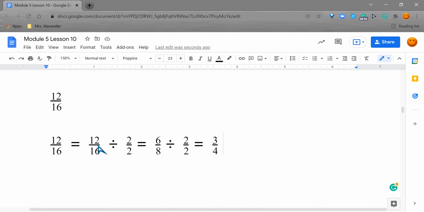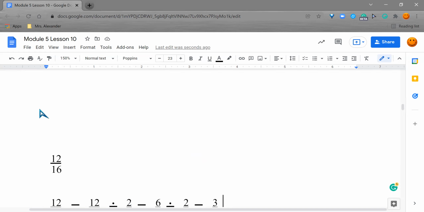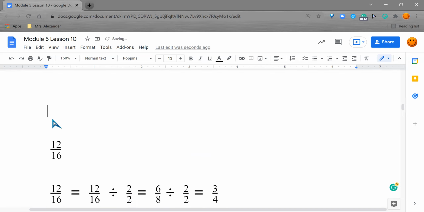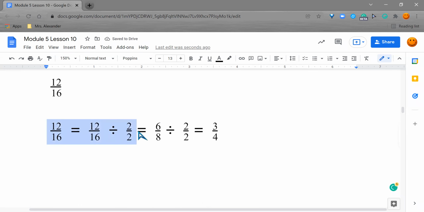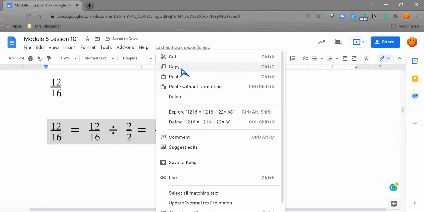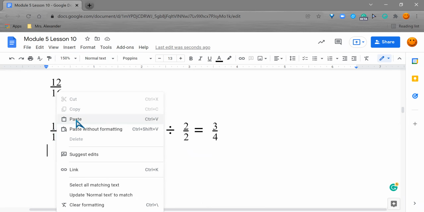It is okay to constantly do the reducing with the lower numbers rather than just jumping to a bigger number, because this is another way we could have done it. So I'm going to quick copy and paste this right here, right below it, so you can see the difference.